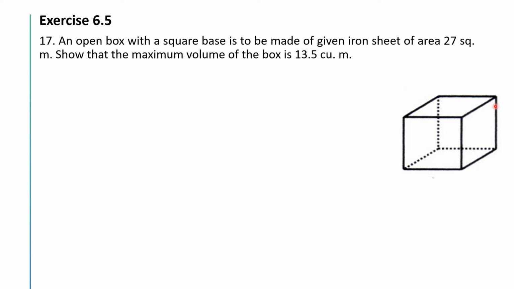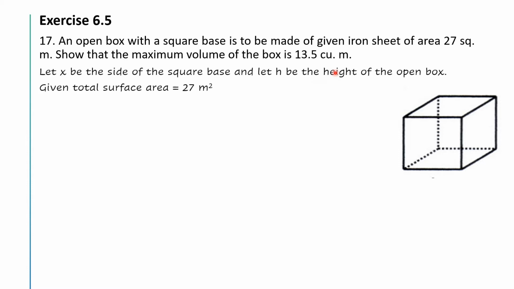Here it is open. This open box has to be made from an iron sheet of area 27 square meter. The iron sheet is required to make the base and the 4 sides. These 4 sides are made with this iron sheet of area 27 square meter. We have to show that the maximum volume of the box is 13.5 cubic meter.